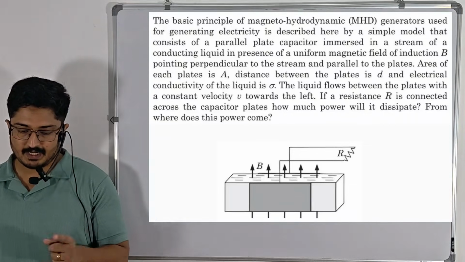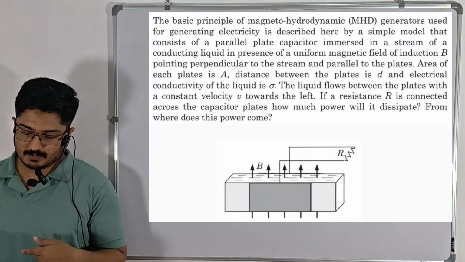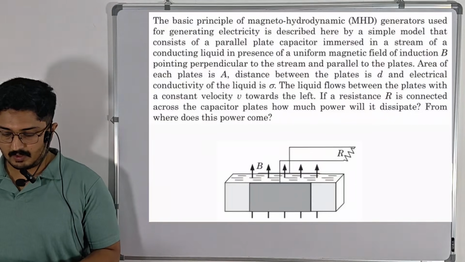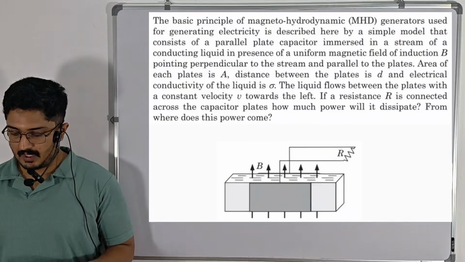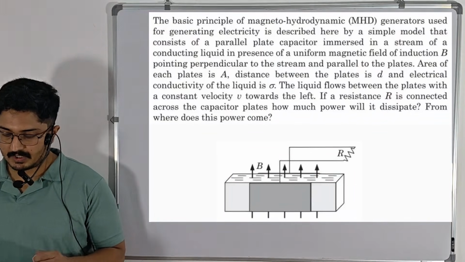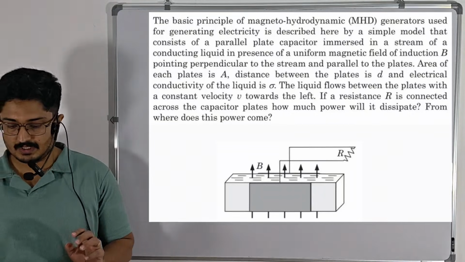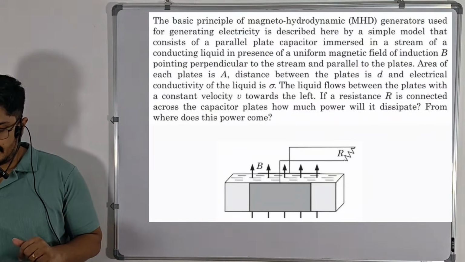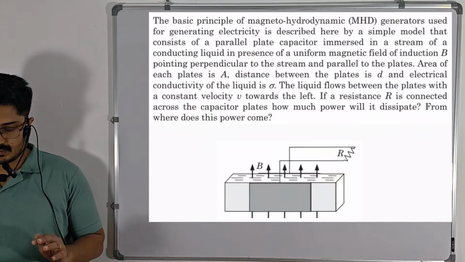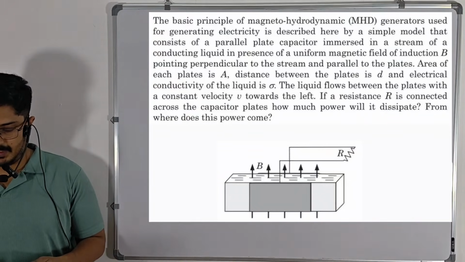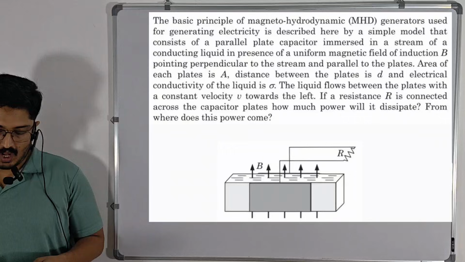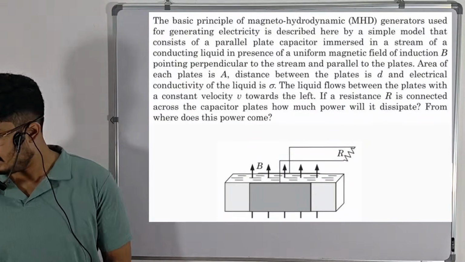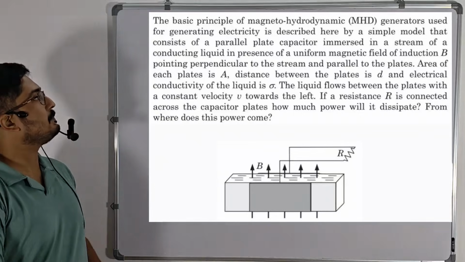Area of each plate is given as A. Distance between the plates is D. Electrical conductivity of the liquid is sigma. The liquid flows between the plates with a constant velocity V towards the left side, they are saying. If resistance R is connected across the capacitor plates, how much power will be dissipated, and from where does this power come? So they are interested in the power dissipated.